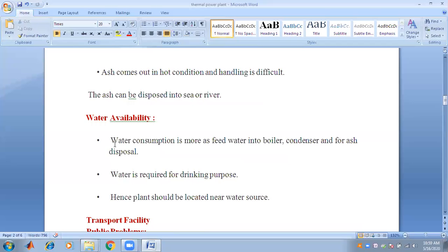Third is the availability of water. Water consumption is high as feed water into the boiler, condenser, and for ash disposal. Water is also required for drinking purposes. Hence, the plant should be located near the water sources. Disposal of the ash I have discussed in the previous point. Feeding water to the boiler, a huge amount of boiler water is required, and also for the condenser in order to produce thermal power.